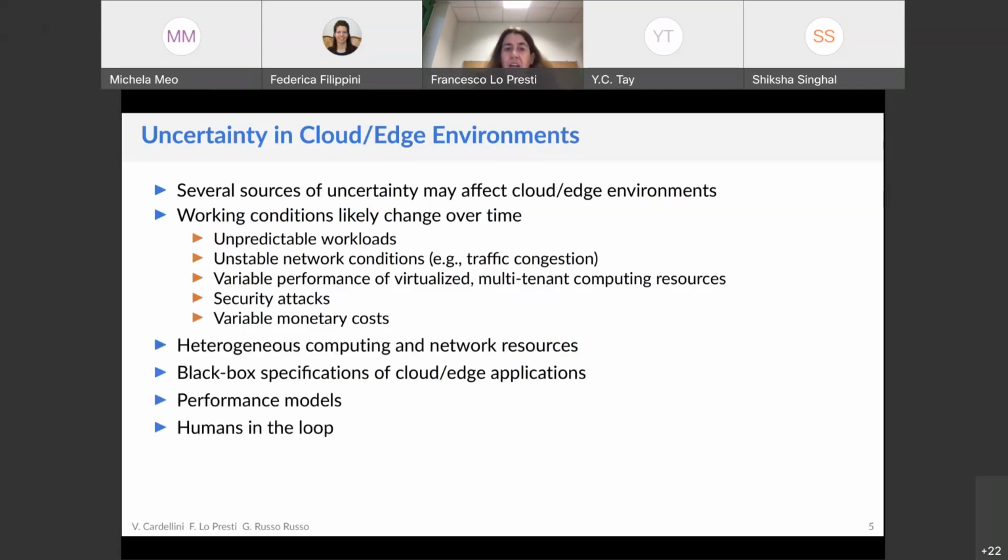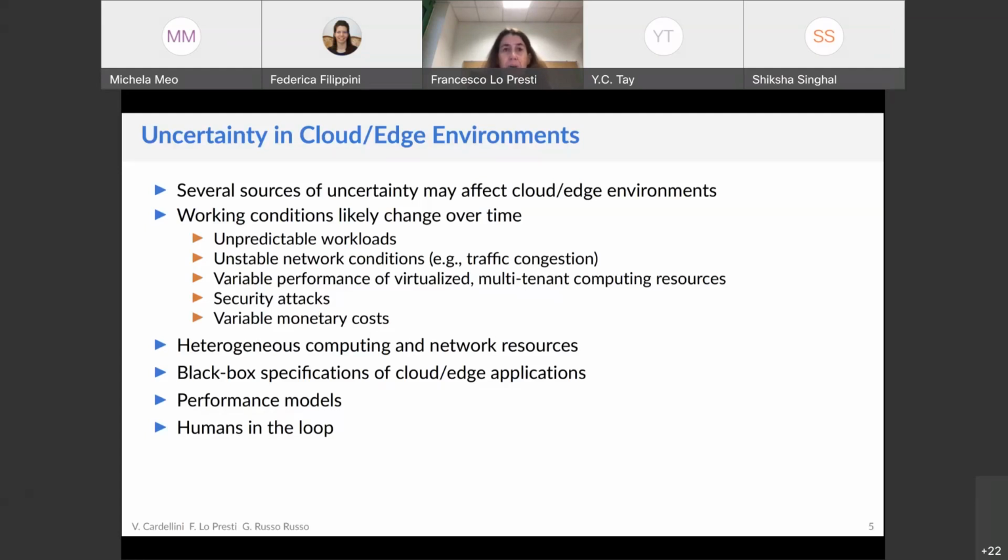In addition, other sources of uncertainties that we can have in cloud and edge environments include heterogeneous computing and network resources, because you can have high-end servers and you can have low-end servers, for example, Arduino devices. Then you have an application in which you have black box specification.